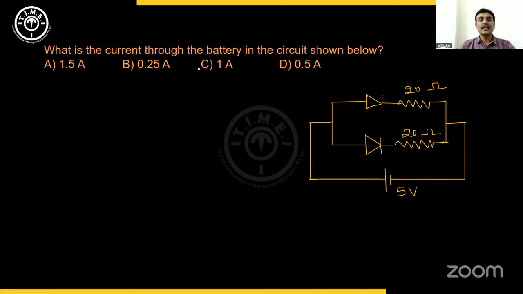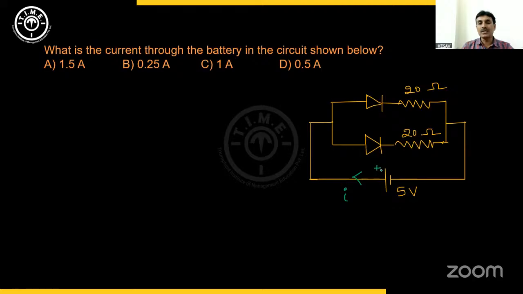Next. What is the current through the battery in the circuit shown below? Here is a circuit. A 5-volt cell is connected here. There are 2 diodes followed by 2 resistances, 20 ohm each. First, check how these diodes are: are they in forward bias or reverse bias? Then you can measure the current through the battery. What is the current passing in this path? I.